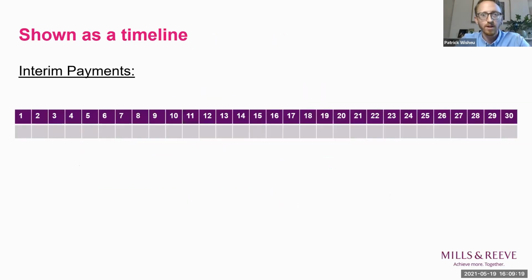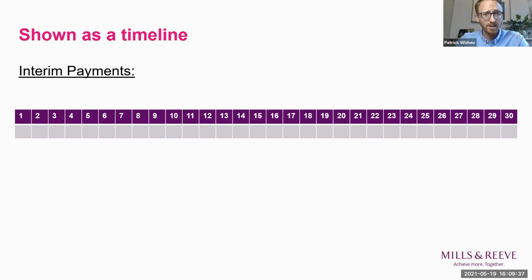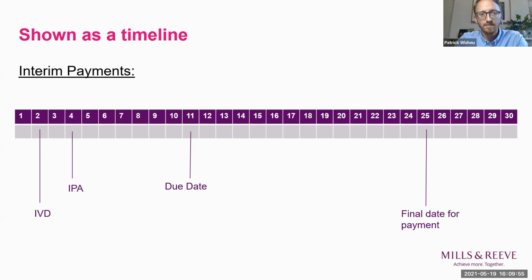To illustrate what I've just run through, I just have some timelines here just to make it quite clear. So if the interim valuation date is day 2 and the interim payment application is received by the employer on day 1, then the due date will be 7 days from the interim valuation date, so day 9, and the final date for payment 14 days later on day 23. If you flip that around a little bit and the interim valuation date is still on day 2, but the interim payment application is received on day 4, so let's say it's popped in the post and it takes that long to get there, then the due date is 7 days from day 4, so day 11, and the final date for payment is day 25, another 14 days later.